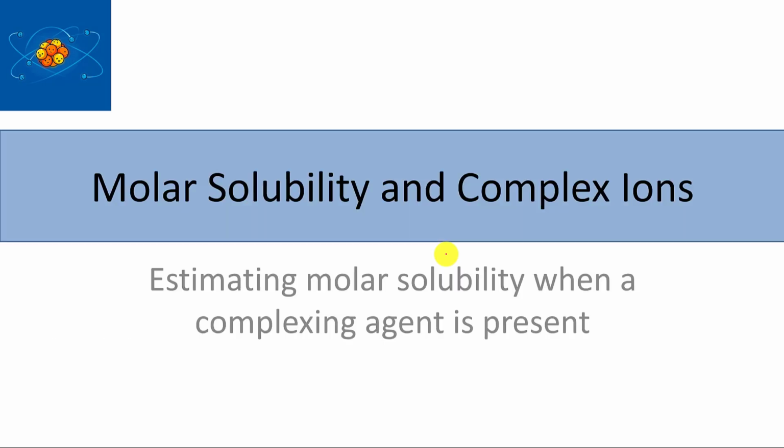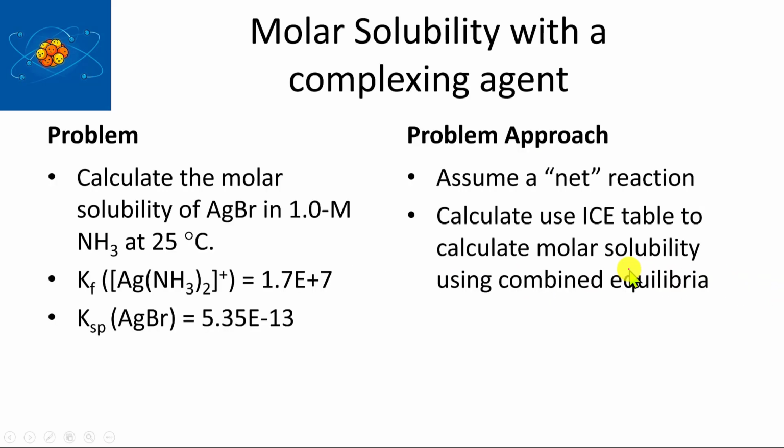So the next kind of problem, just getting past that, is that we're going to calculate the molar solubility in the presence of a complex ion. And in order to do that, what you do is you have your two reactions, and you're assuming that they're coupled together, and we get a new net equilibrium constant for the two put together.